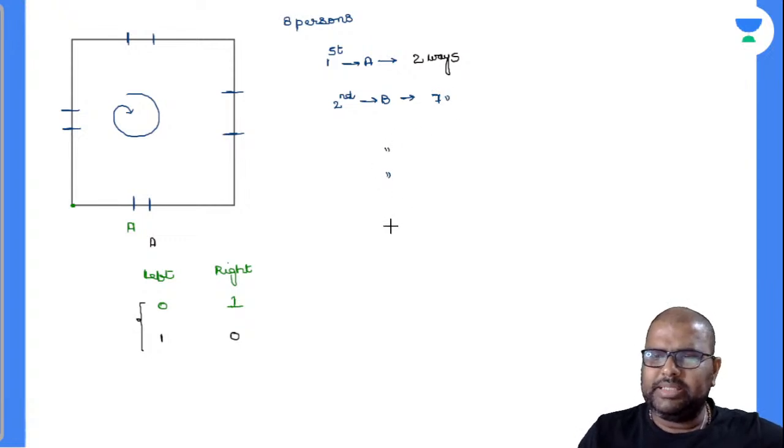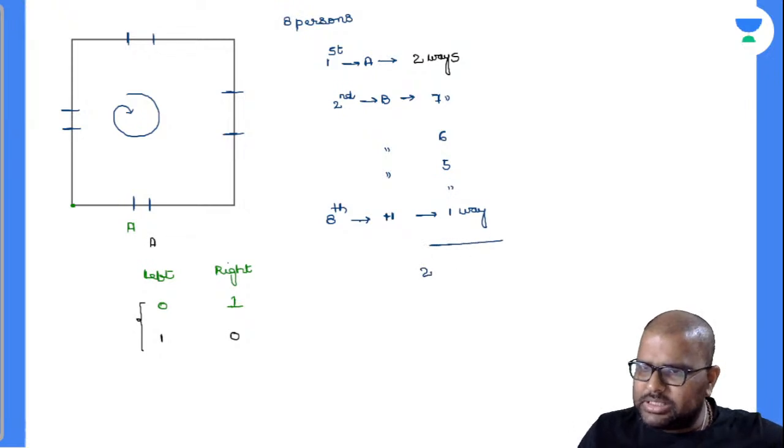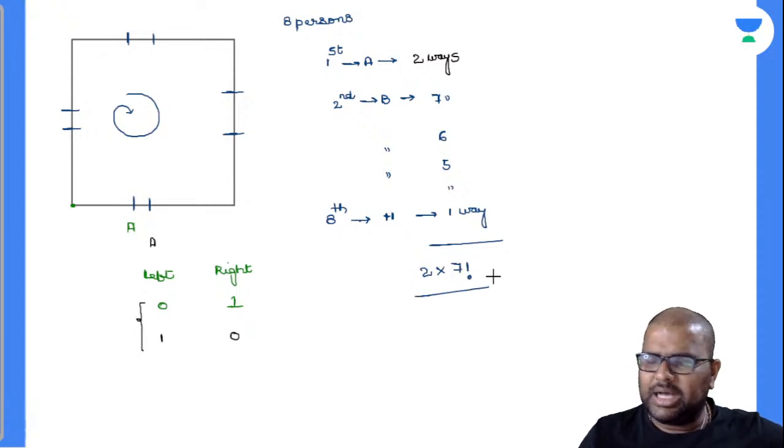At last, finally A, B, C, D, E, F, G, H. H is the last person, the 8th person. So the 8th person can be seated on the square table in how many ways? Only one slot will be left over, so this is 1 way. This is 6, this is 5, and so on, right? So finally, what will be the answer? The first person can be seated on the square table in 2 ways and the remaining 7 persons can be seated in 7 factorial ways, and this is the answer.